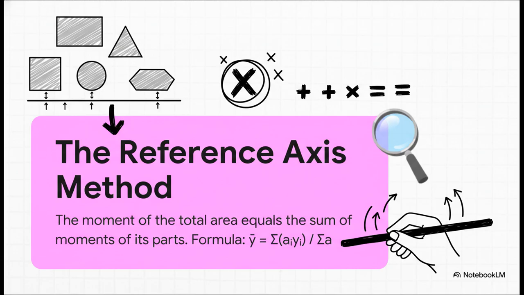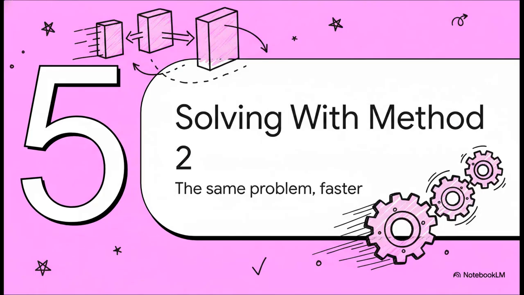By picking the bottommost line as our reference, all of our distances will be positive, and that eliminates the number one biggest source of errors. All right, let's put this new method to the test. We're going to solve the exact same I-section problem we just did, but this time we're using the reference axis method. Just watch how much faster and cleaner this is.